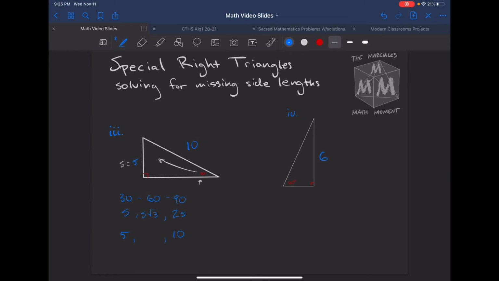And then my long leg is going to be 5 times the square root of 3. I just replace s with 5, and the square root of 3 comes down. Done.